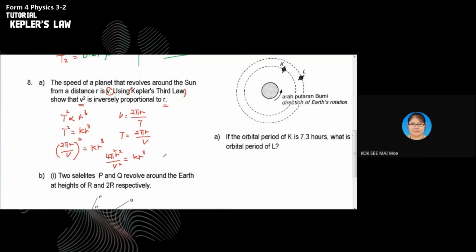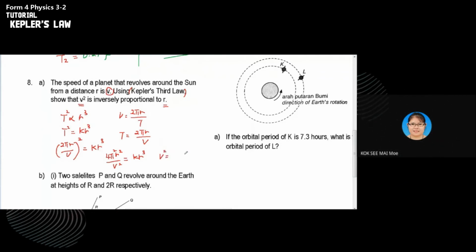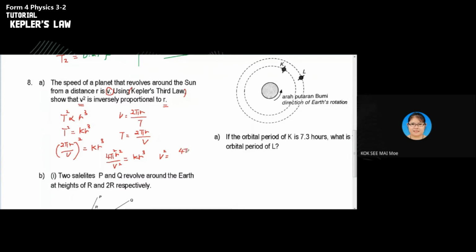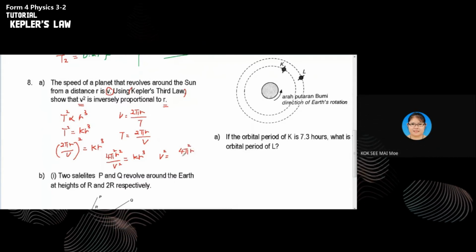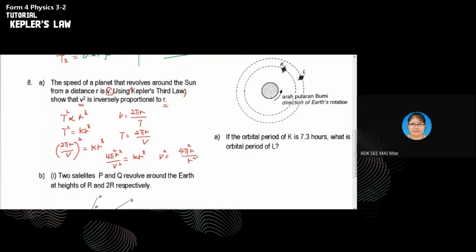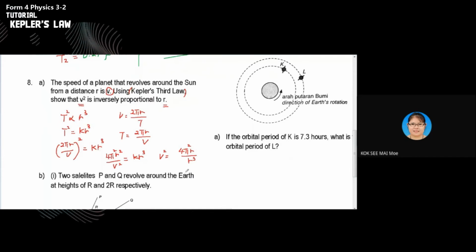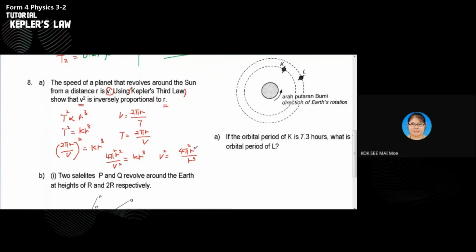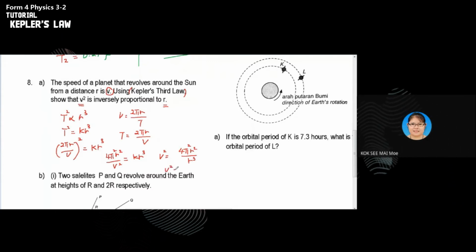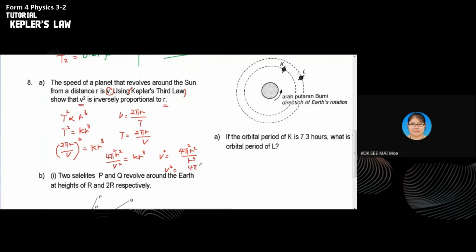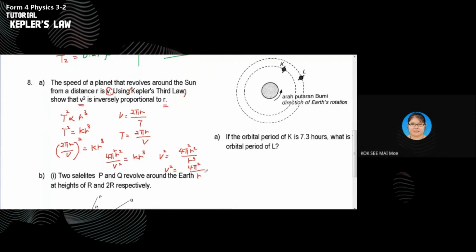Okay, now v1 alone. So I make the v alone. V square equal 4 pi square r over r cube. Okay, so which one we can cut? The r we can cut. R square, okay. So the r we can cut. Finally, the v square equal 4 pi square. Upper no more r already. Down we got one more r.